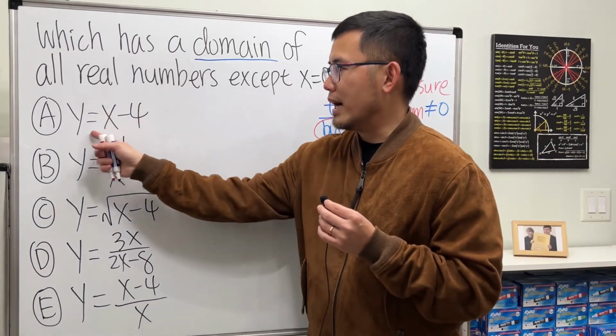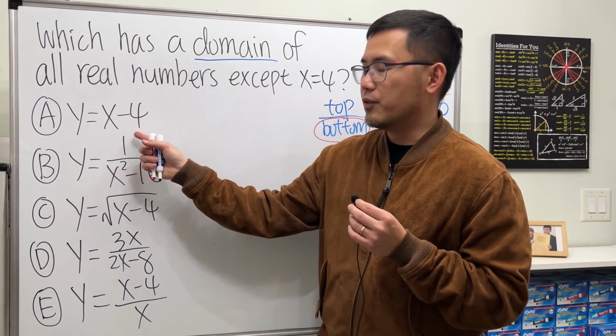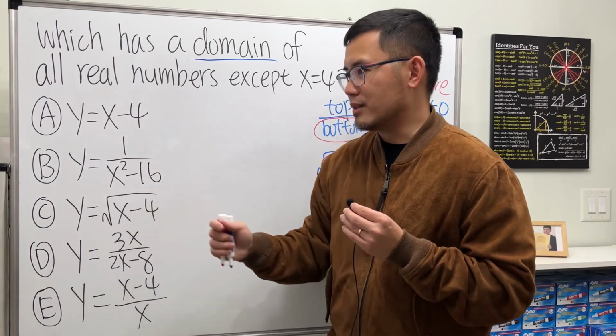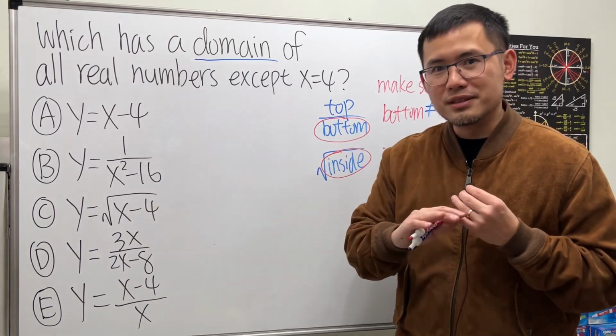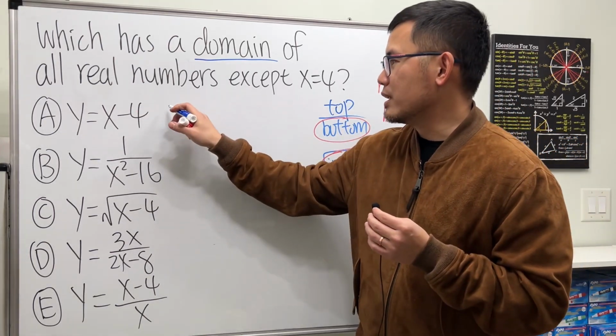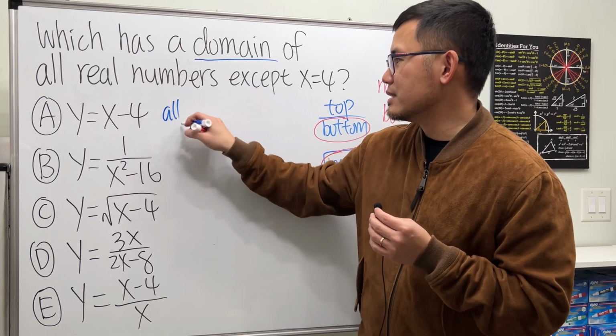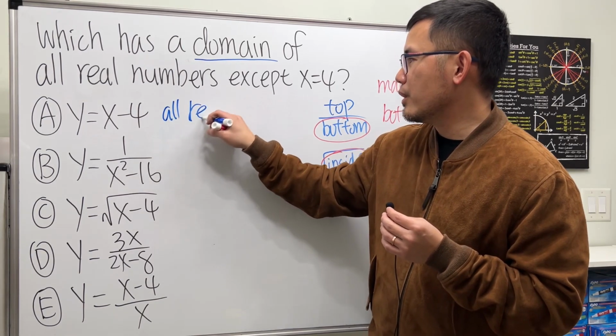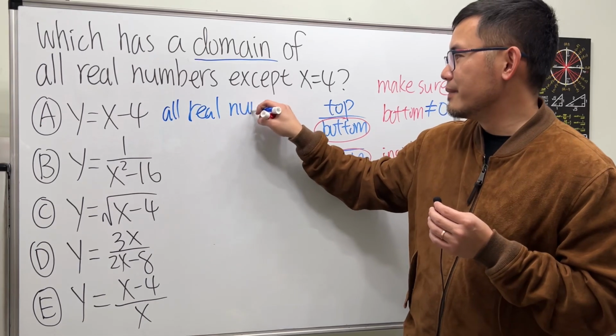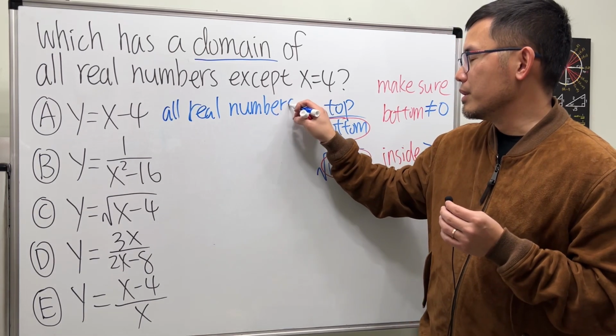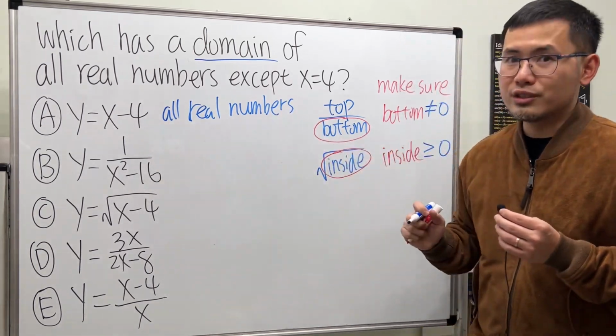For the first one, we just have x minus 4. And there's no denominator, there's no square root, right? So there's no worry. In fact, the domain for this right here is just all real numbers, because we don't have to worry about any of the restrictions.